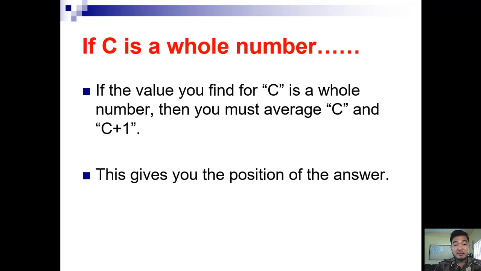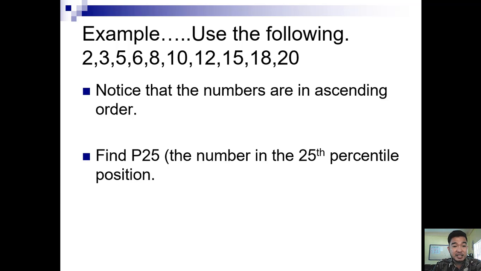And then, yung pangalawa naman, if the value that we get is a whole number, anong gagawin? Then you must average C and C plus 1. Meaning, kung ang nakuha mo, 10, C is equal to 10. Ano yung 10 plus 1? 11. So, yung pang 10 at saka yung pang 11, you get the average of that. And then, that gives you the position of the answer. So, 10 plus 11. Okay, para mas maliwanag, let us have this example.